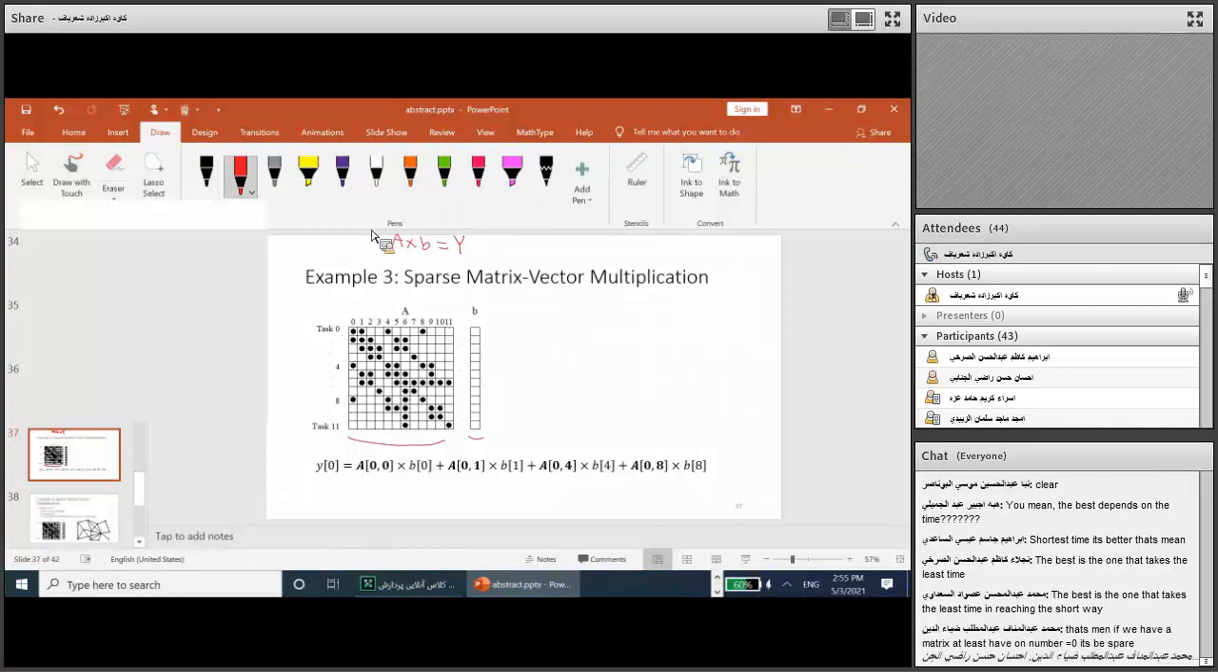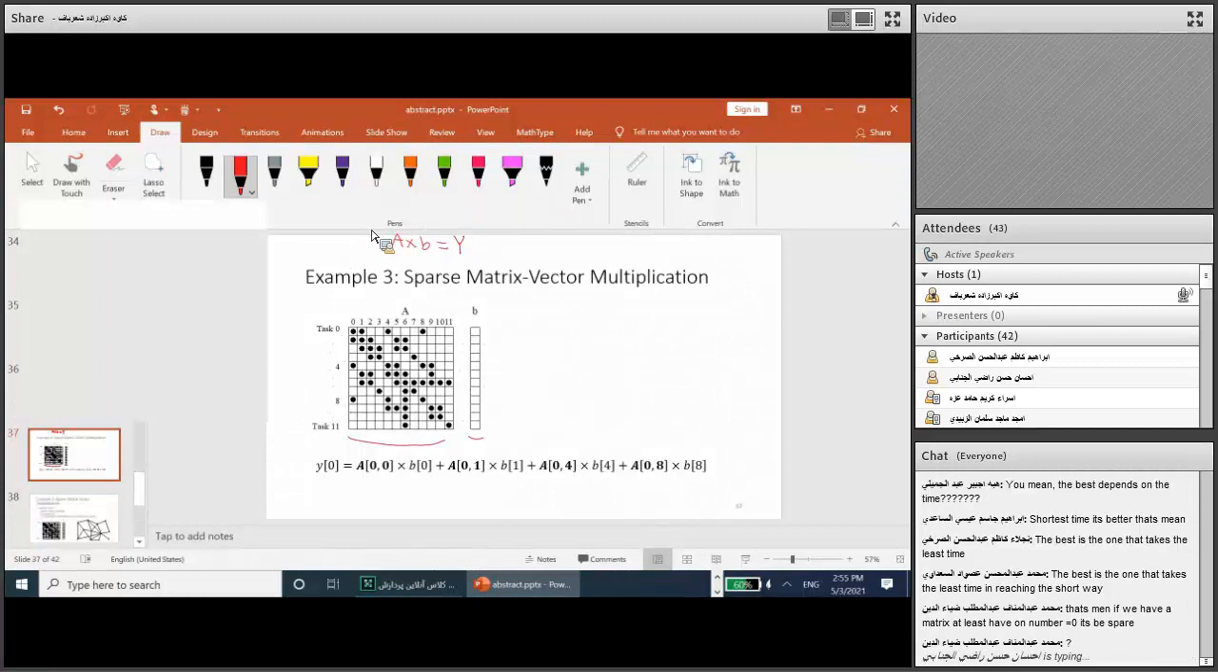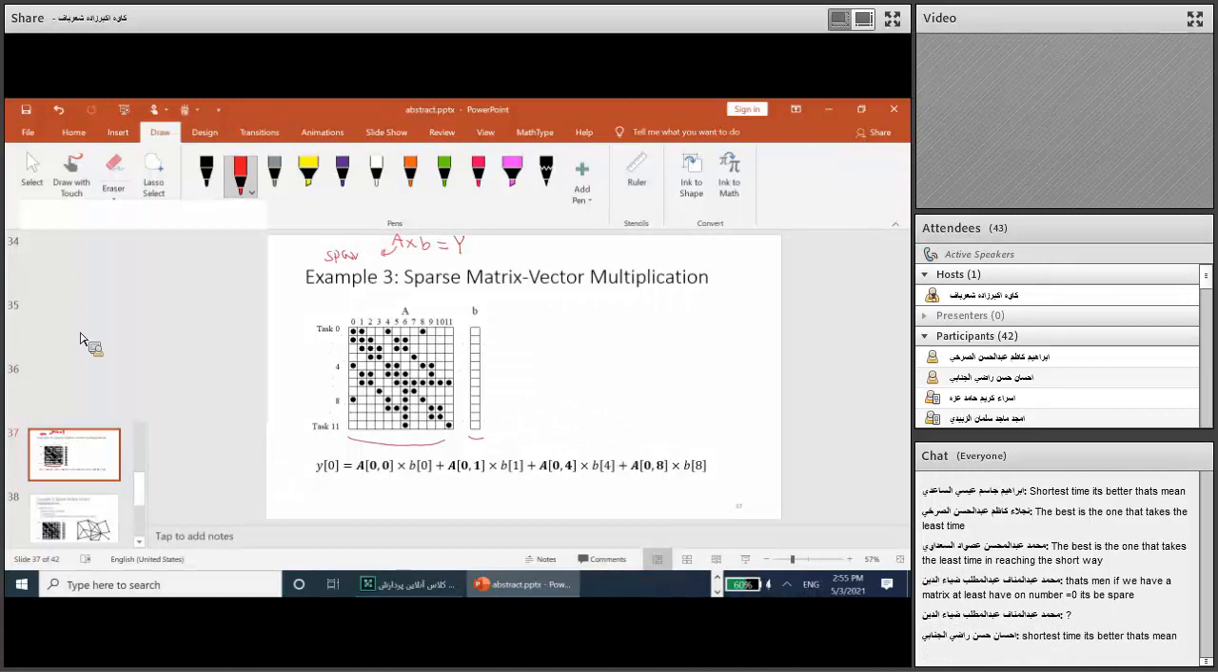A times B equals Y. A is sparse. No, the majority of the entries should be zero.